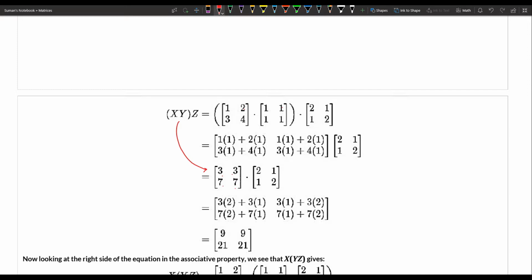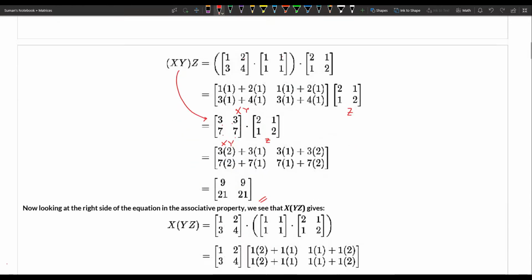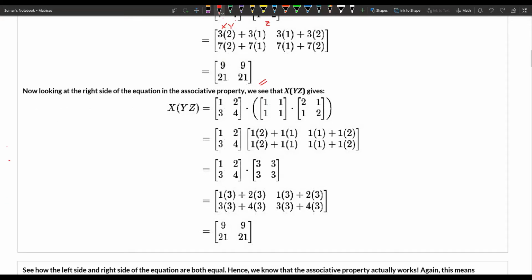That one was XY and that one was Z. Here the result is XY and now that is Z. After multiplying 3 into 2 plus 3 into 1, 3 into 1 plus 3 into 2, 7 into 2 plus 7 into 1, and 7 into 1 plus 7 into 2, we get the result of XY into Z as 9, 9, 21, 21.